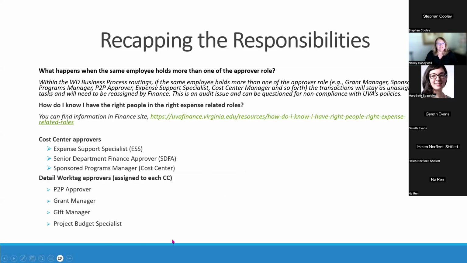The other thing is what happens when the same employee, which I kind of went over, holds more than one of the approval roles within the Workday business process routing.